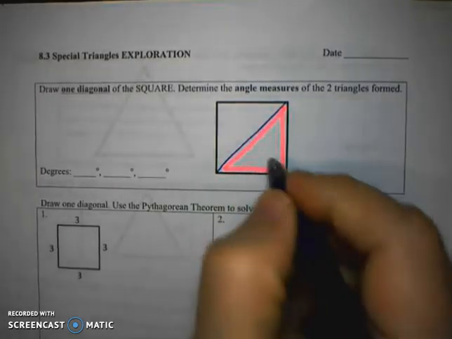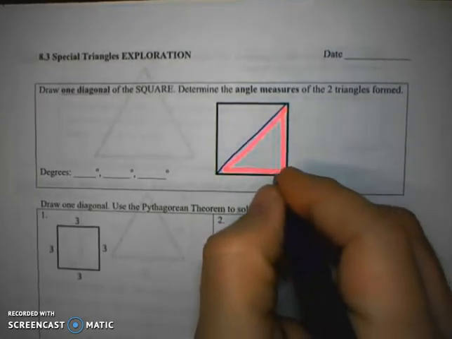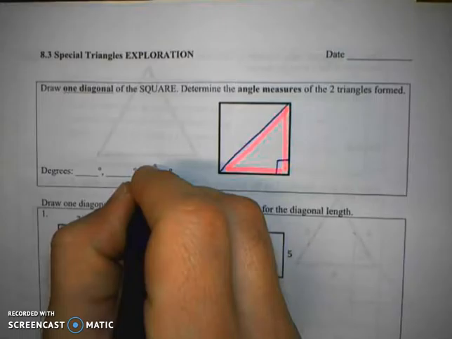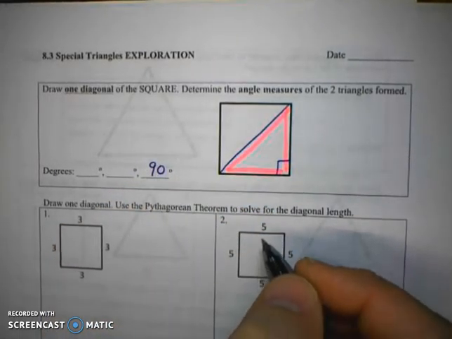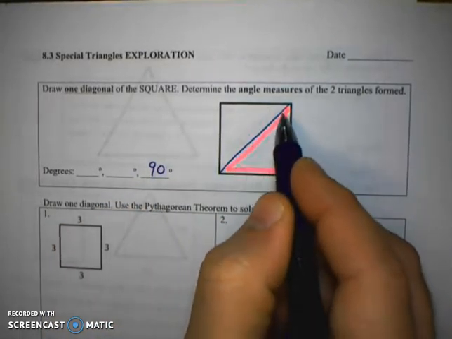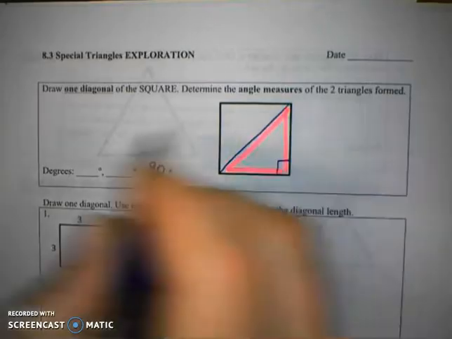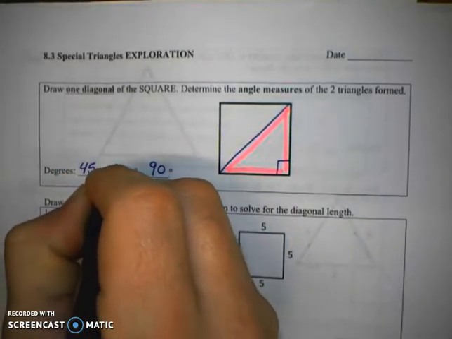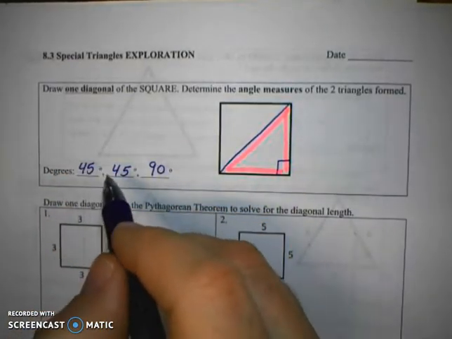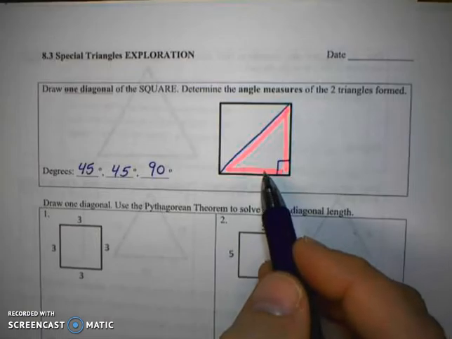Now we know that this angle is a 90-degree angle because it was the angle of the square. So we know that last angle is 90 degrees. But then each of these two angles was part of a 90-degree angle that was cut in half. So each of these is 45, which is why we call this a 45, 45, 90 special right triangle.